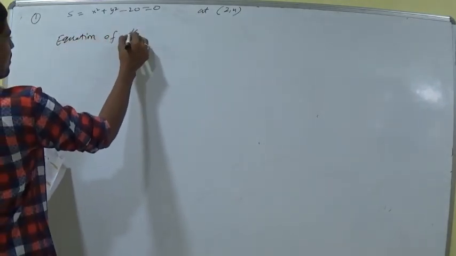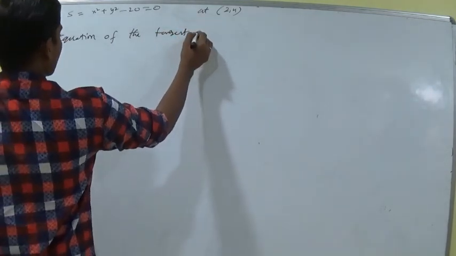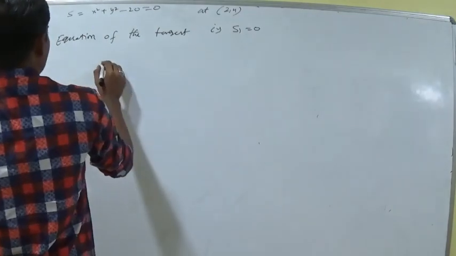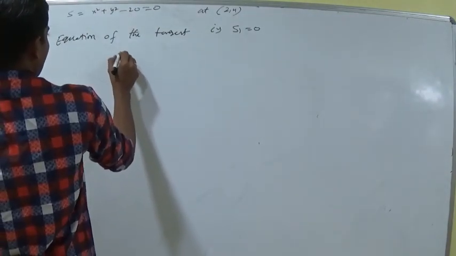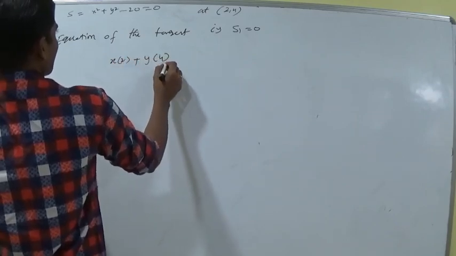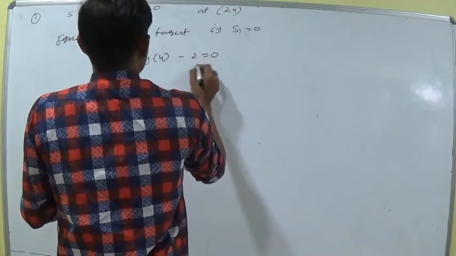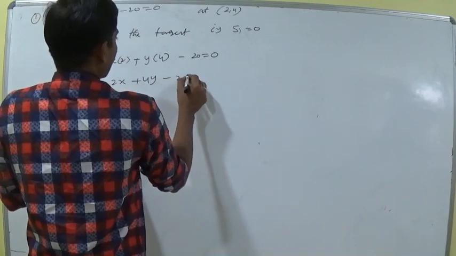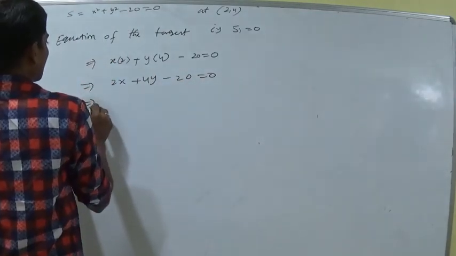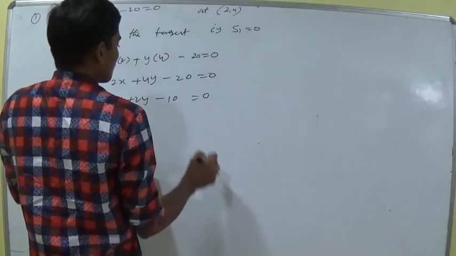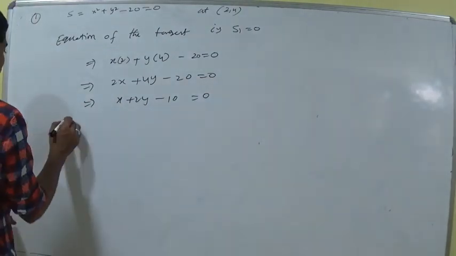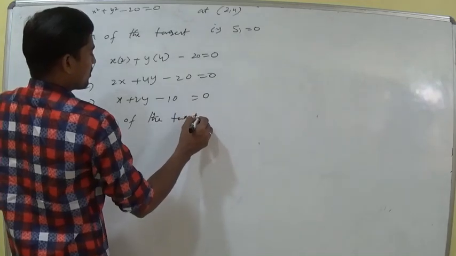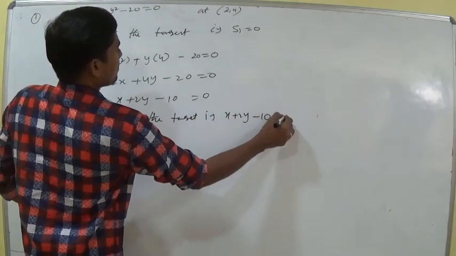The equation of the tangent is S1 = 0. So x x1 + y y1 - c = 0, that is 2x + 4y - 20 = 0. So x + 2y - 10 = 0. Therefore, the equation of the tangent is x + 2y - 10 = 0.